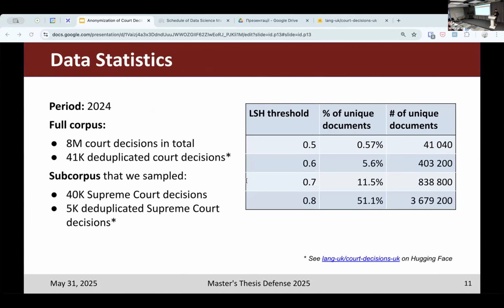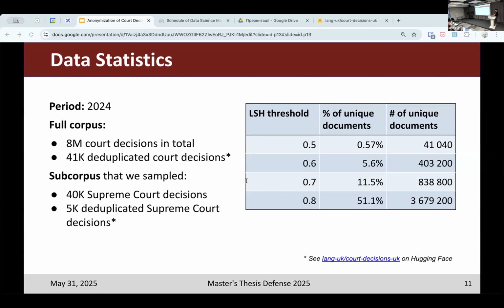And this is what we did. We collected all court decisions for 2024, resulting in almost 8 million court decisions in total. Court decisions are usually templated. Every court has sometimes a set of their own templates, so we used MinHash to deduplicate these court decisions, resulting in 41,000 court decisions.